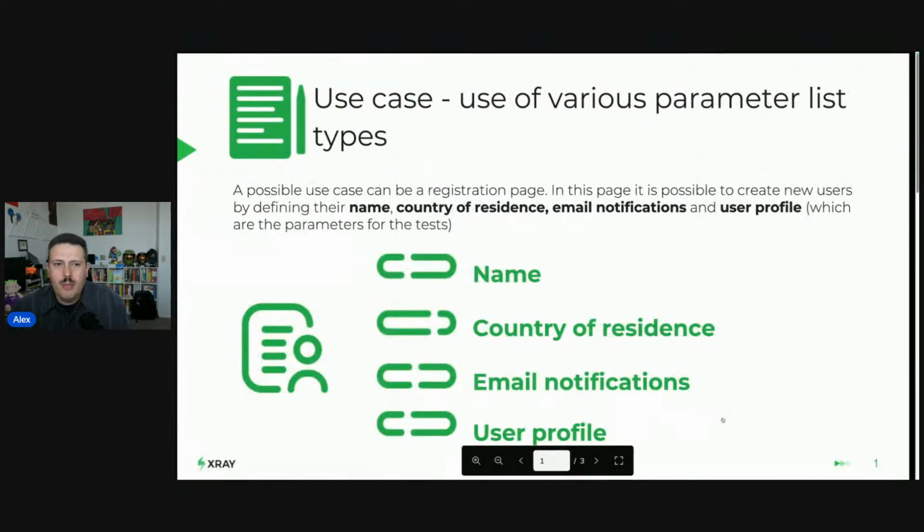So let's talk about some use cases of various parameter lists here. So a possible use case can be a registration page. In this page, it's possible to create new users by defining the name, the country of residence, the email notifications, and the user profile.